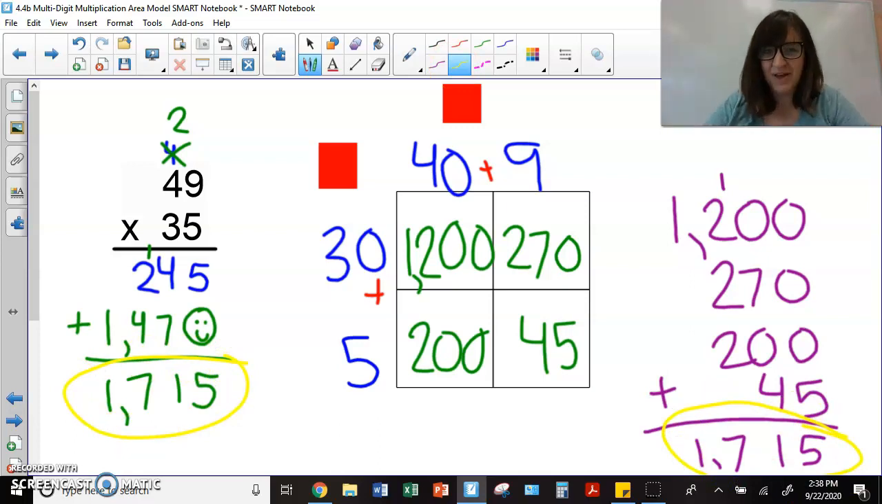Okay, so the box method takes practice, okay? It's not something you're going to get right away, just like with the traditional method. There's not one right way, there's not one better way. There's a better way for you. And that way might be different than the way that's best for your friend or the way that's best for your parent. So you need to figure out which way works best for you.